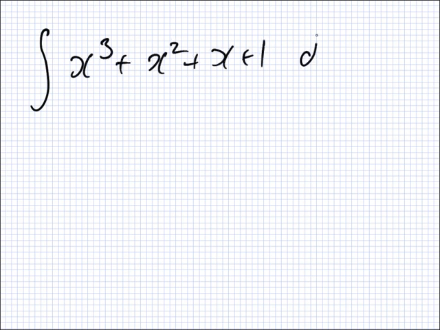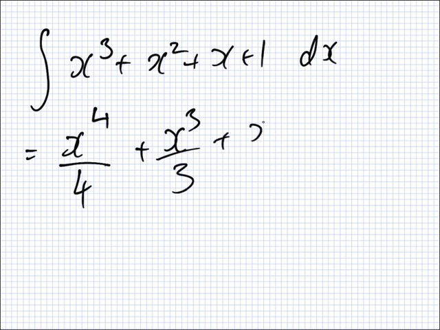Right, let's have a look at an example. Let's say I want to integrate something like x cubed plus x squared plus x plus 1. Okay, so using my first rule, that will be x to the power 3 plus 1, which is 4, x to the 4 over 4, plus x cubed over 3, plus x squared over 2, plus x, because if it helps, this is a little bit like x to the power 0, plus C.